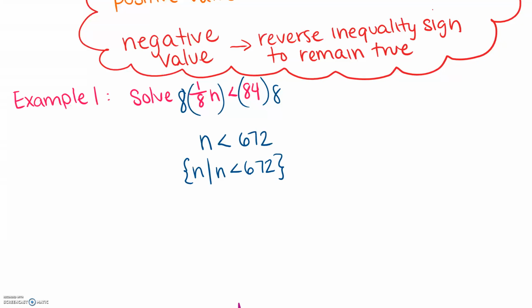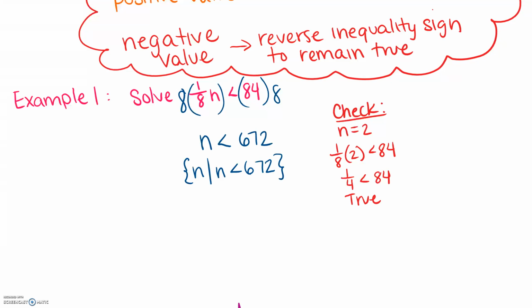Now let's check our work, and we're only going to do 2 checks. We're going to pick a number that is greater and one that is less. If we pick a number that is less than 672, it should be true. Let's say we pick 2 to be n, so n equals 2. If I plug that in, I should have 1/8 times 2 should be less than 84. And 1/8 times 2 is in fact 1/4, and that is less than 84, so it's true.